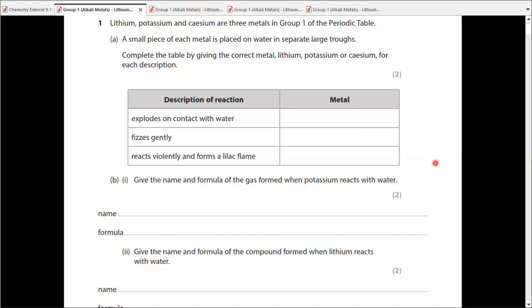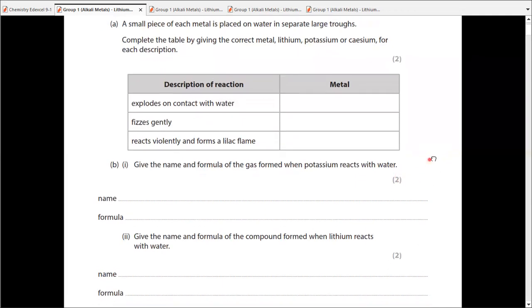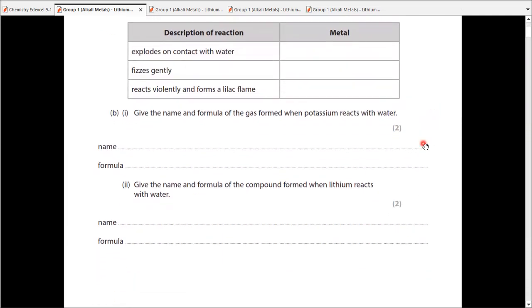Not a salt, wait, a hydroxide, not a salt, hydroxide. Sorry, I was giving answers of the acid chapter. This is alkali metals, right?